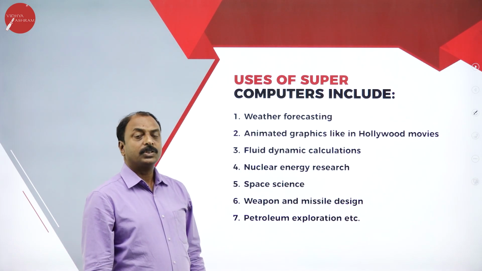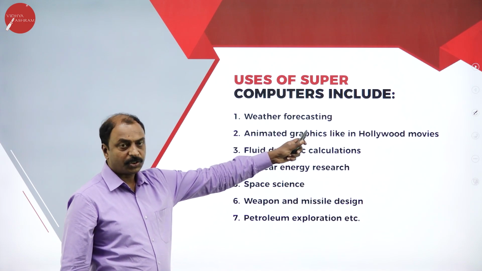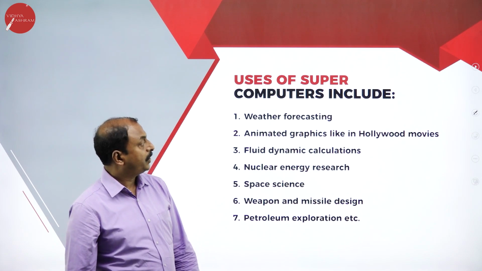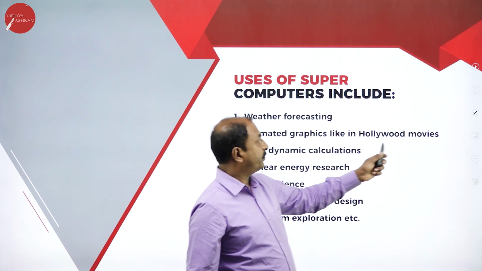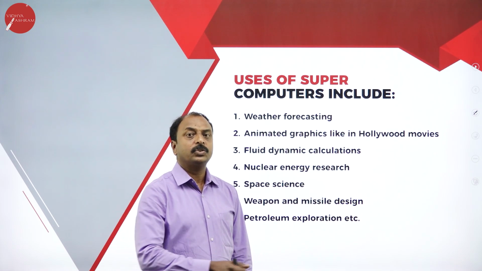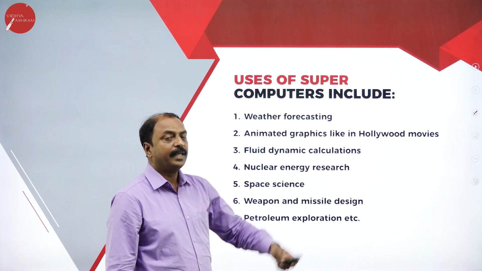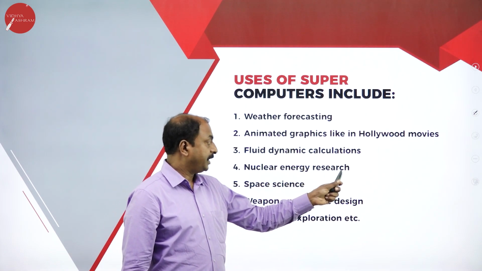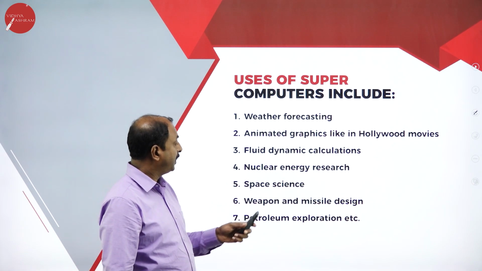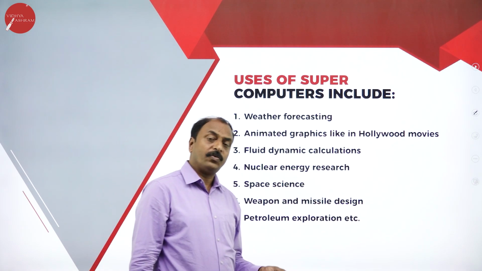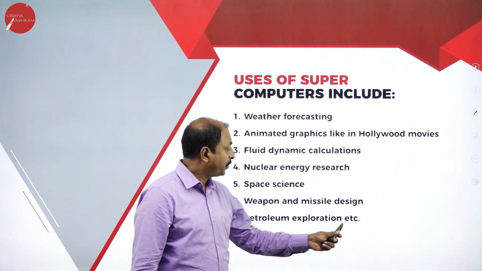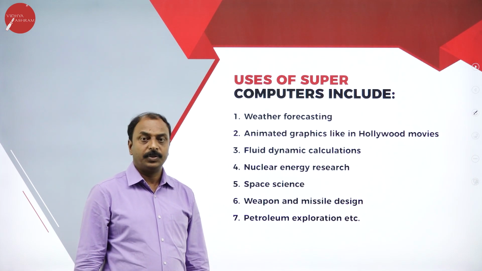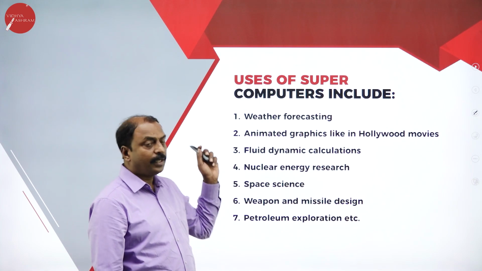Our next topic is uses of supercomputers: weather forecasting, and animated graphics like Hollywood movies. You might have heard that computers are used in Hollywood as well as Bollywood movies. They use supercomputers for different animated graphic effects, fluid dynamic calculations, nuclear energy research, space science, weapon and missile design in defense, and petroleum exploration. So these are all very important applications of supercomputers. It is going to help us in different fields.